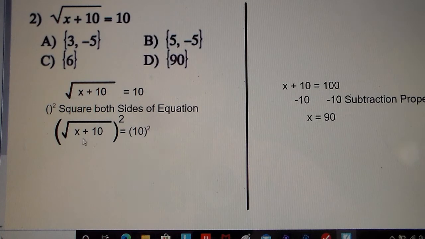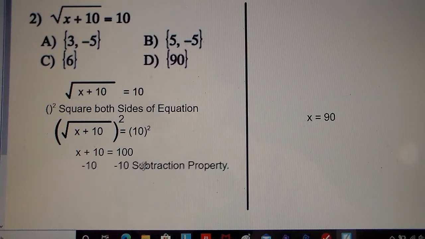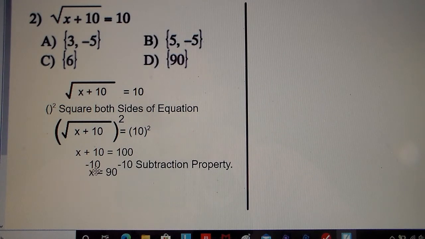We square both sides of the equal sign, so everything on the left hand side is squared and everything on the right hand side is squared. When we square a square root, the square root disappears and we have x plus 10, or what was on the inside, and it's equal to, well, 10 squared is equal to 100. We then subtract 10 from both sides of the equal sign, the subtraction property, and then we're going to get x equals 90 as our answer.